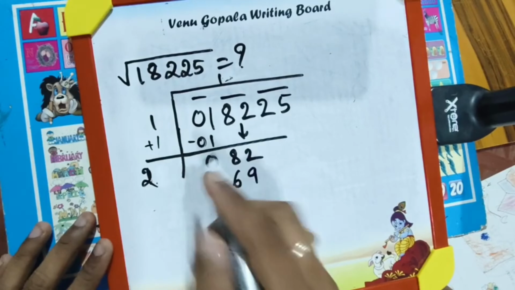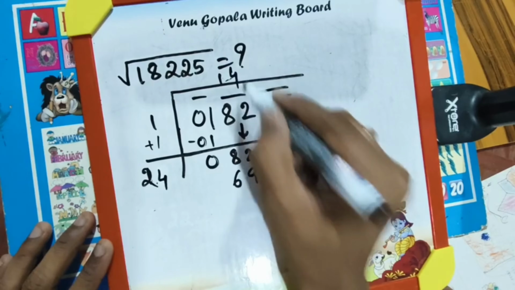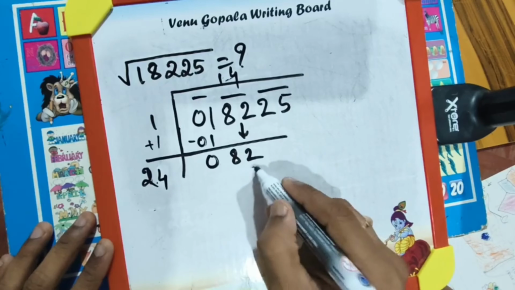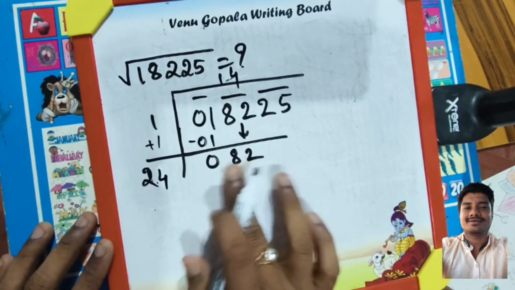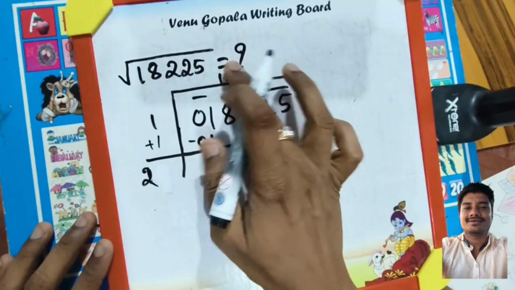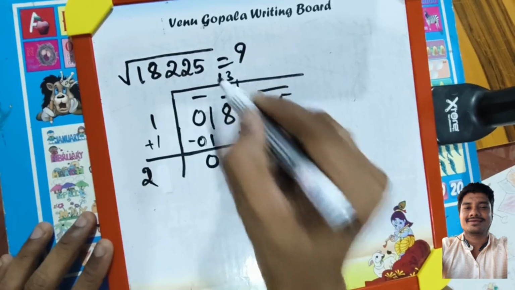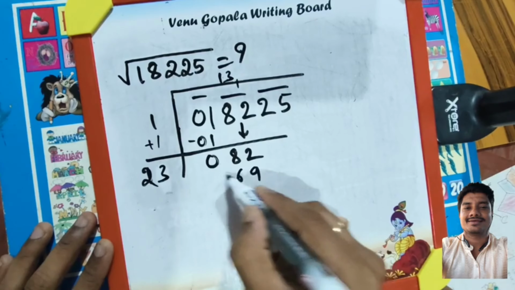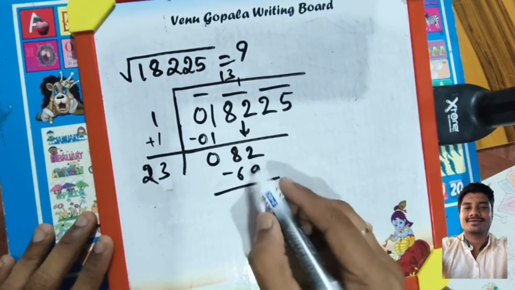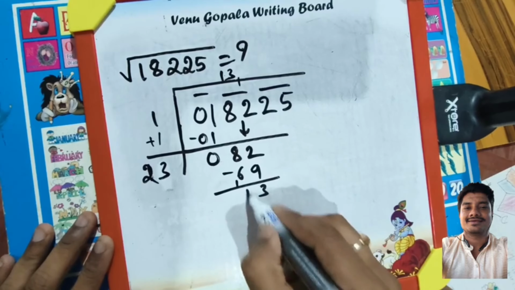Where is the nearest number? Let us try by 4. Let's see. 4 4s are 16. 4 2s are 8 plus 1, 9. 96, which is a bigger number, which is not going to give you the correct answer. Therefore, try by 3 only. 3 3s are 9. 3 2s are 6. 82 minus 69. 12 minus 9 is 3. 8 minus 7 is 1.